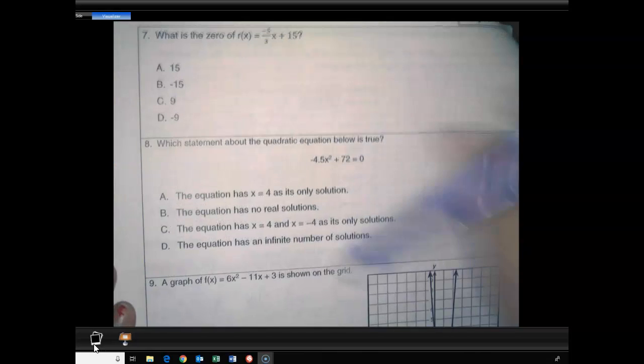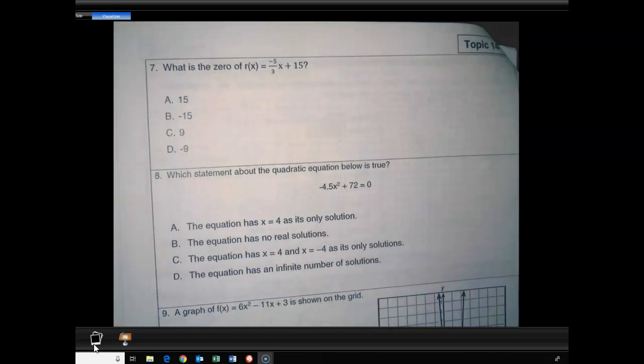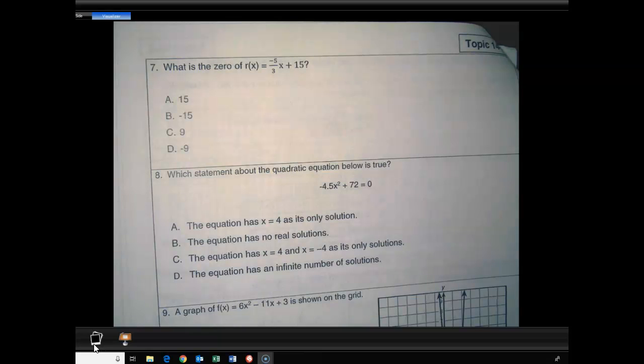All right, but I'm going to go ahead and go to the back. Sorry, that's math class. All right, so what is the 0 of r of x? Now remember, I can also call it x-intercept or the root, 0, or I'm missing one of them. I can't think what it is.